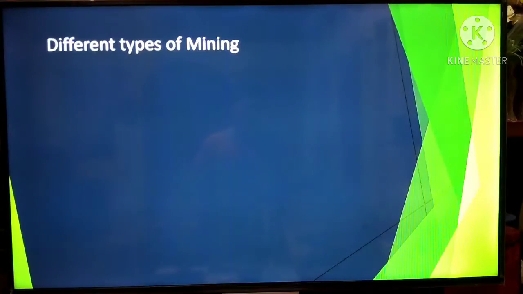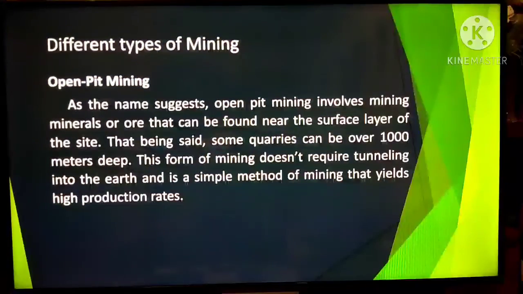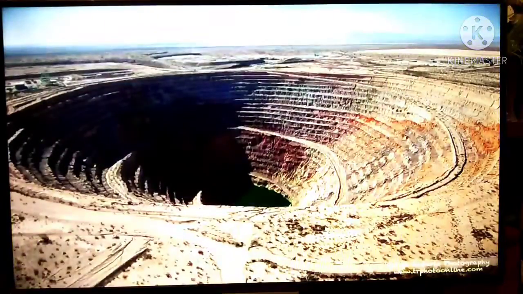So what are the different types of mining? The first one is open pit mining. As the name suggests, open pit mining involves mining minerals or ore that can be found near the surface layer of the site. That being said, some quarries can be over 1,000 meters deep. This form of mining doesn't require tunneling into the earth and is a simple method of mining that yields a high production rate. And this is how open pit mining is.